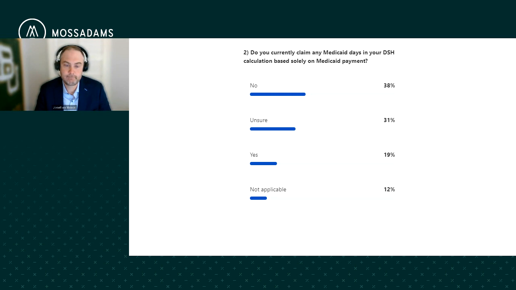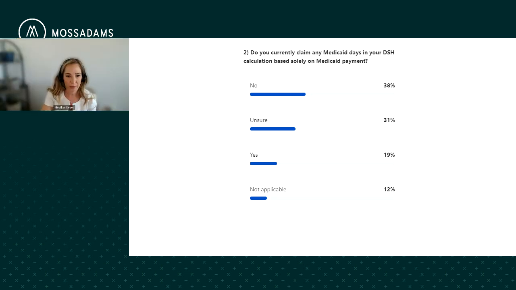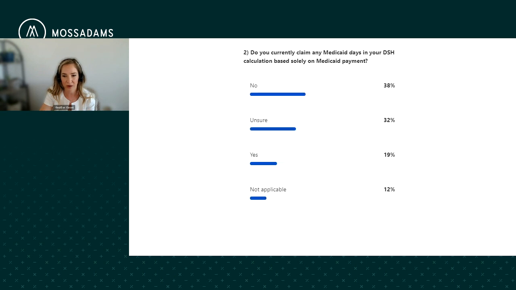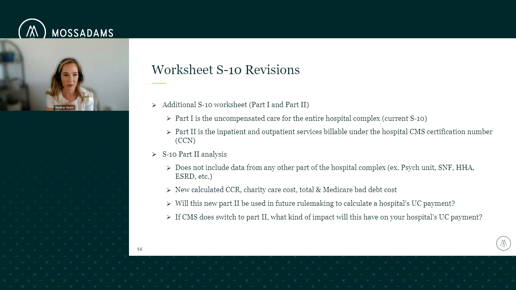Okay, so it looks like 38% of people answered no, and then 31% of people said unsure. So I would assume that if you aren't already doing Medicaid eligibility matches, or if you have any questions related to Medicaid eligibility, please reach out to us after the webcast. So I think with that, this is going to turn us over to worksheet S10. And Jonathan, I'm going to pass it to you.